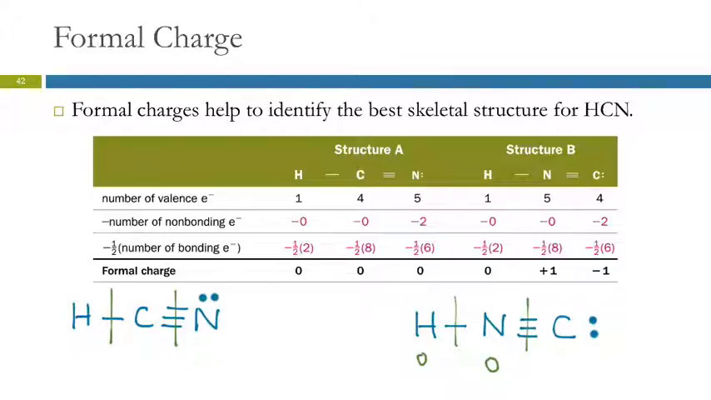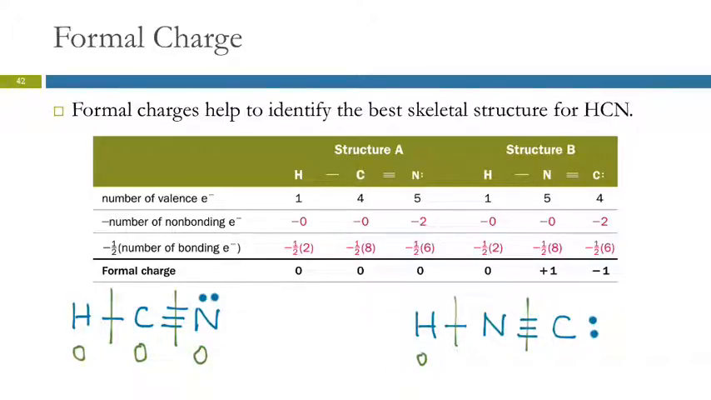Nitrogen. I get lost. I'm so zoomed in, I can't see where I am. That's 0 and this is 0. Nitrogen. Nitrogen brings in 5 and leaves with how many? 5. 5 minus 5 is 0. All 0 formal charges. So let's see what this other one looks like.